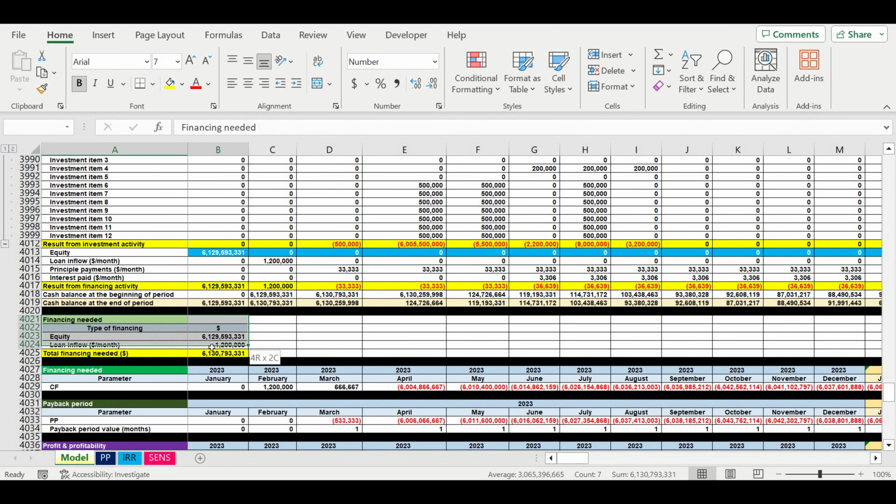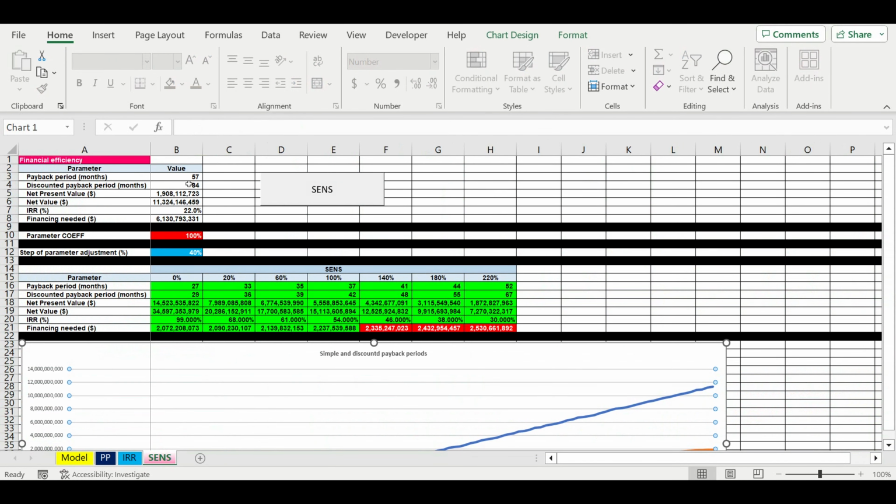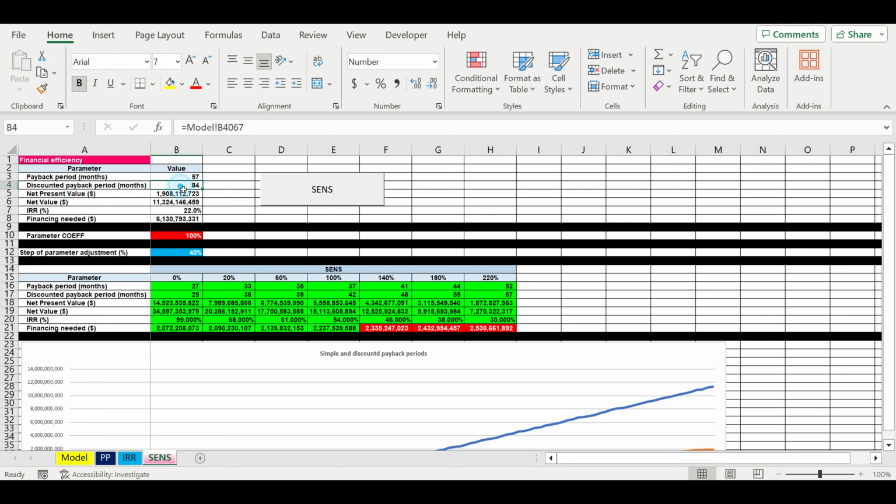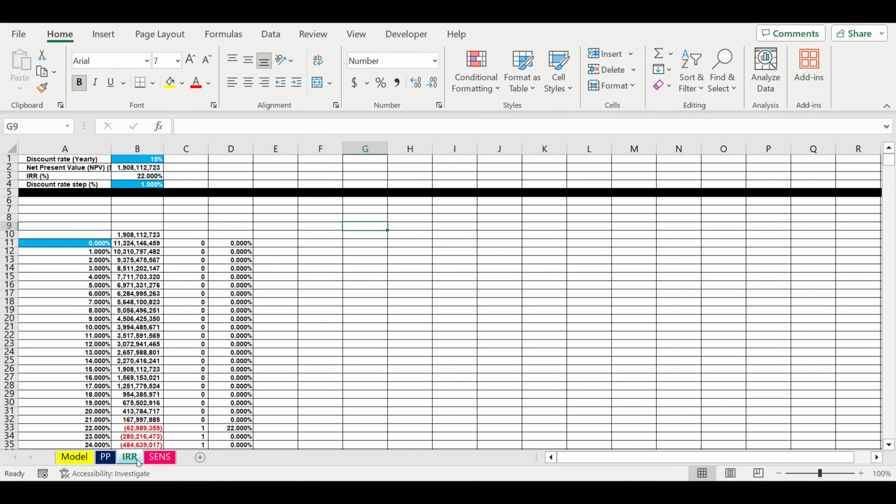Then we calculate the amount of different types of financing needed for our business idea. The next table represents the values of simple and discounted payback periods, net income, net present value, internal rate of return, and total financing needed. The next step is devoted to internal rate of return calculations. In this cell, we specify the level of discount rate.